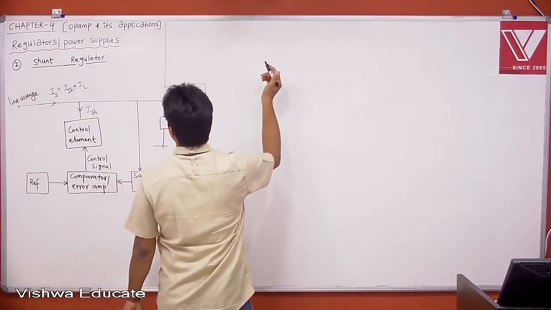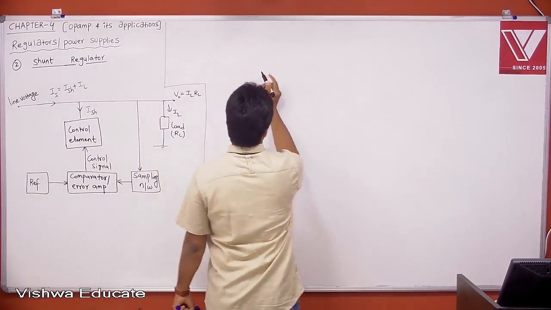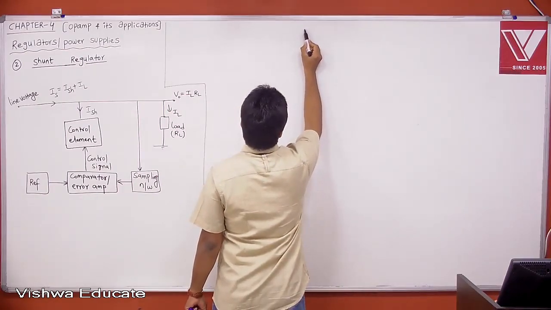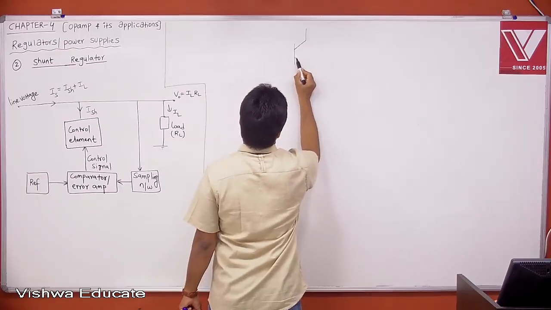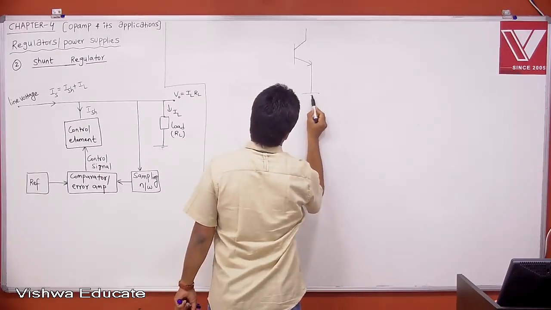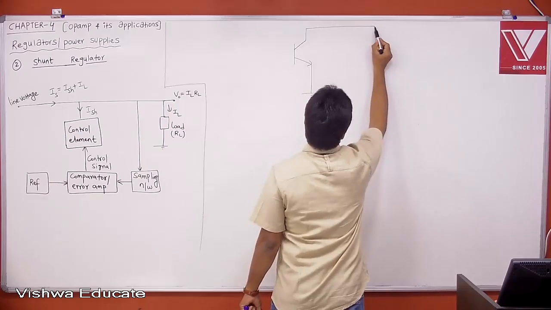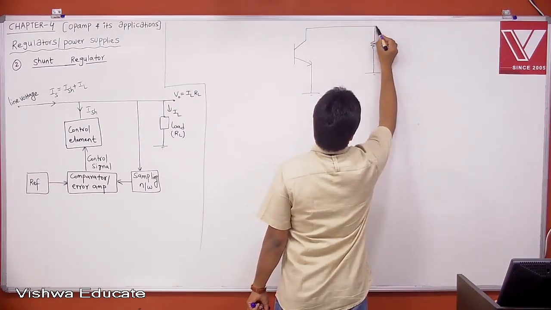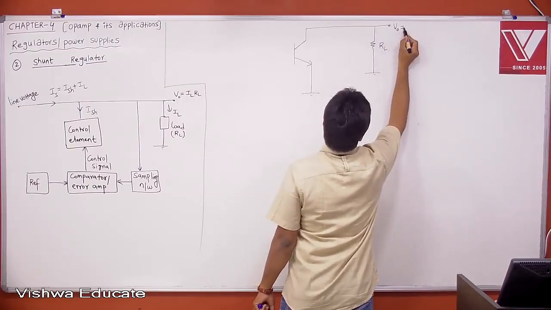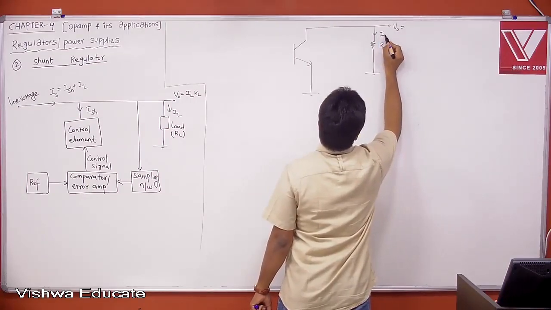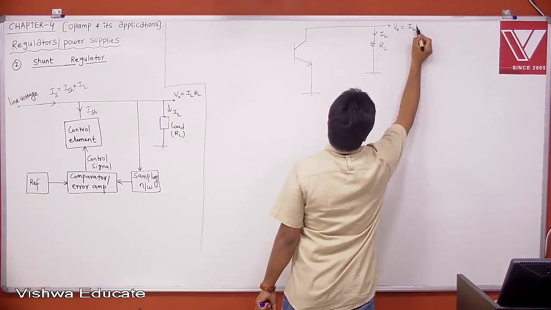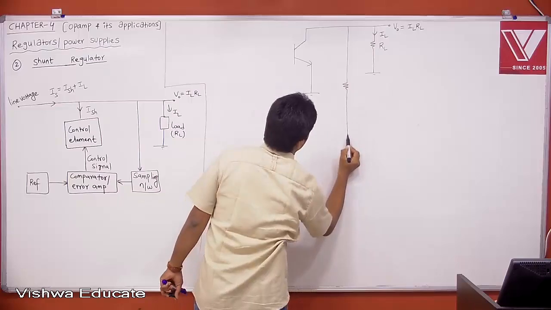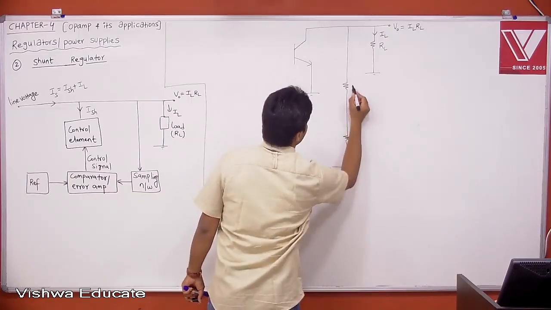Right? Now the circuit diagram, this is our control element, your BJT is nothing but a control element. Now this is our load, this is your RL, and this is your output voltage. V0 is equal to the load current IL into RL, right? And we are going to sample it through sampling network. Sampling network is known to you, simply R1, R2.